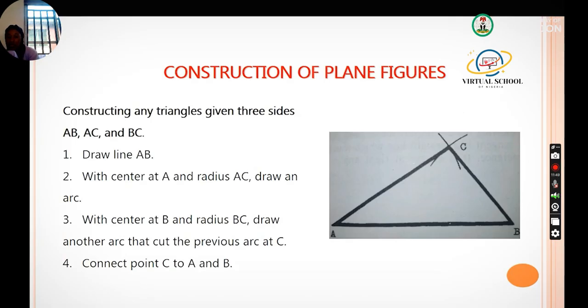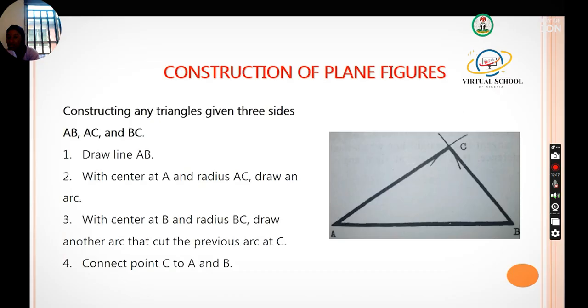Now, you are to draw a line. Connect from point A to the arc you drew, where the intersection occurs. What I mean by intersection is that the two arcs meet each other. Then you connect a line from point A to the intersection, then another line from point B to the intersection. Then you make the point of intersection point C.